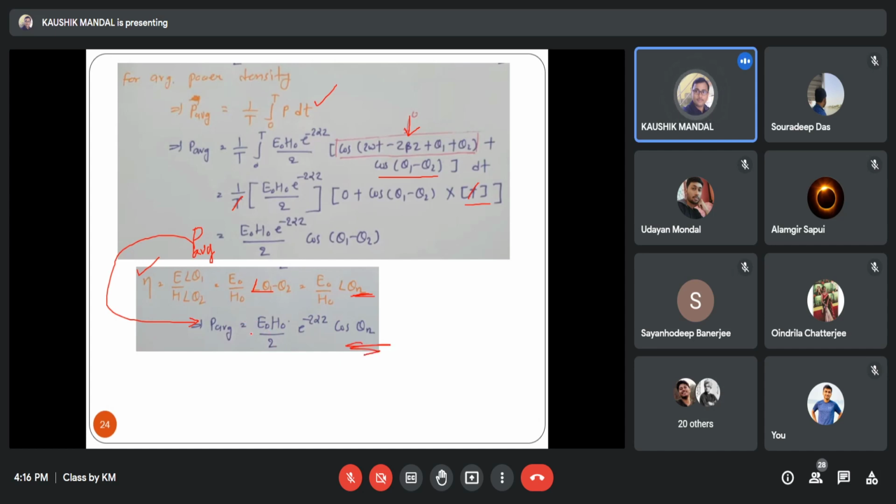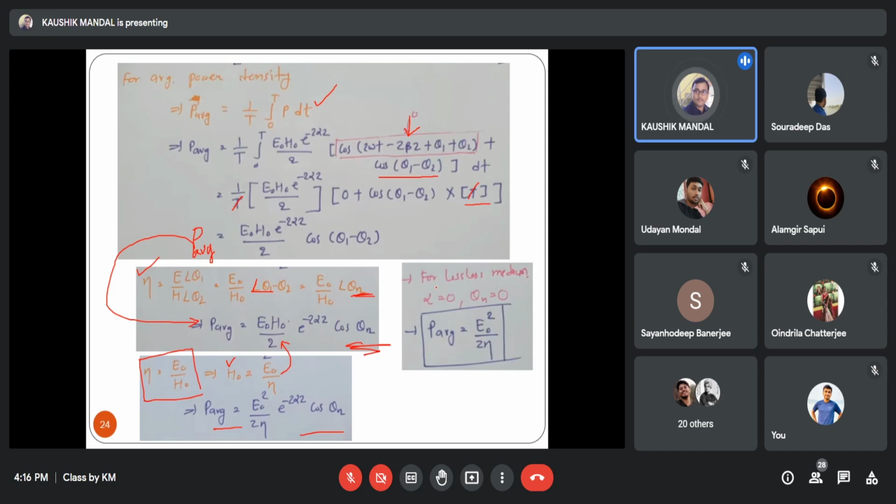Now you can write down this equation either only in terms of E or in terms of H. As we know, eta equals E0 by H0, so H0 equals E0 by eta. If you put this in the previous equation, P average becomes E0 square by 2 eta e to the power minus 2 alpha z into cos theta n. That is the final expression of average power density that we have calculated by applying the Poynting's theorem.